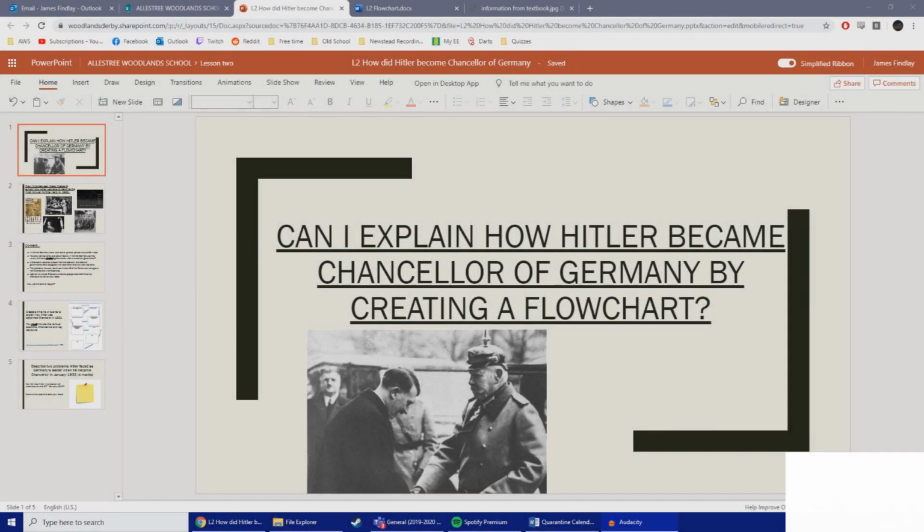Today we're going to be looking at this question here. Can I explain how Hitler became the Chancellor of Germany by creating a flowchart? I'm going to talk you through the background to this. I'm going to give you an idea of where everything lies before Hitler manages to take charge. But then after that, I'm going to leave it generally up to you to work it out and to do the flowchart itself, because it's quite a self-explanatory task and it means it's quite easy for you to get on with.